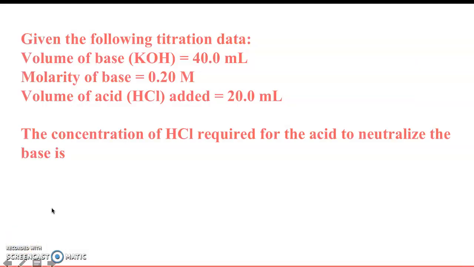Here is another example of a titration equation from the Regents. Given the following titration data, we have volume of a base, it's 40 milliliters, molarity of a base is 0.2 molar, and the volume of acid added is 20 milliliters. The concentration of hydrochloric acid required for the acid to neutralize the base is what? So again, we're looking for MA in this case.